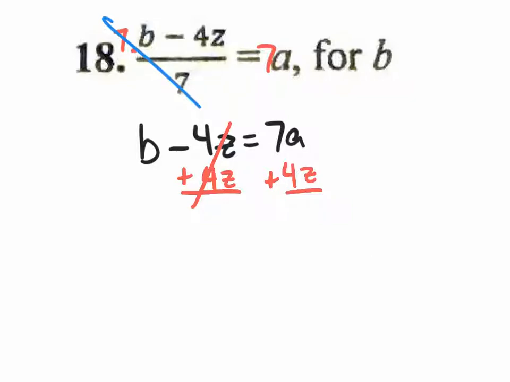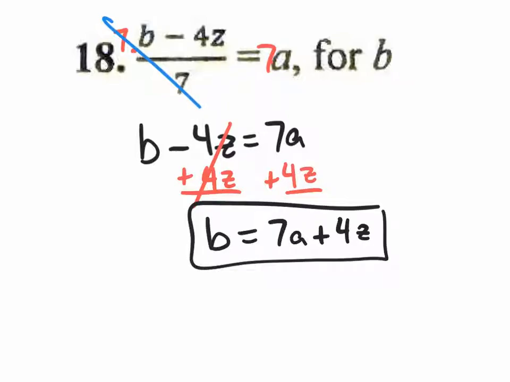And you can't really do 7a plus 4z because they're not like terms, right? That's like saying I have 7 apples. I want to add 4 zebras to them, right? That doesn't work. So you're just going to leave it exactly the way it is. So here's your equal sign. The b is now by itself. That was your whole goal. And over here we said we couldn't add them, so it's really 7a plus 4z. And that is your answer to number 18.